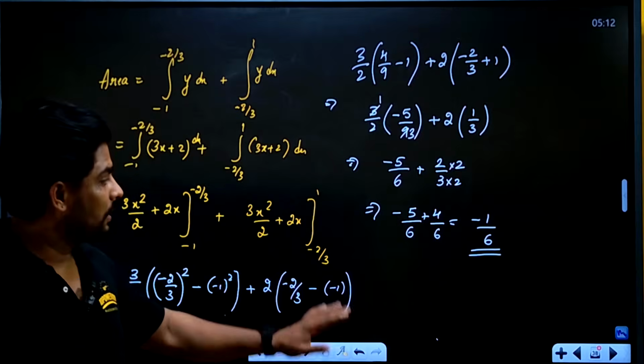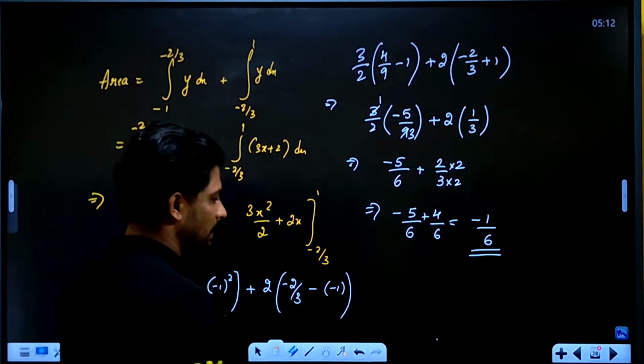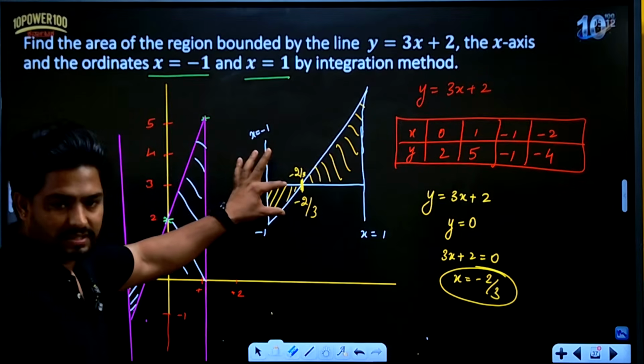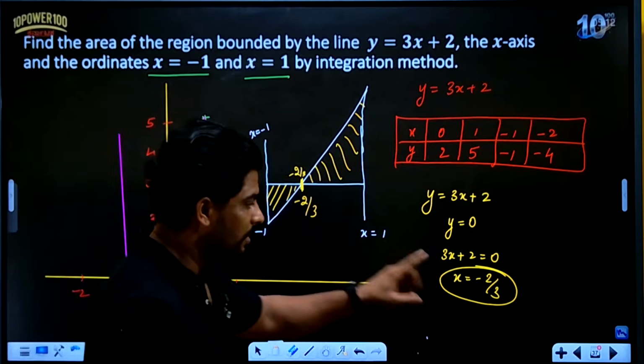See how to know whether it is right or wrong, it's simple. We found the area of this bottom region. The bottom region is actually negative, so we got negative. Yes, it's correct.